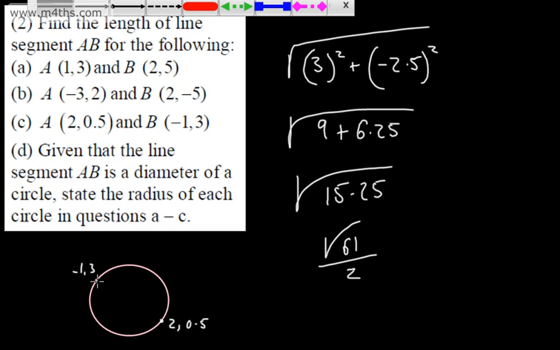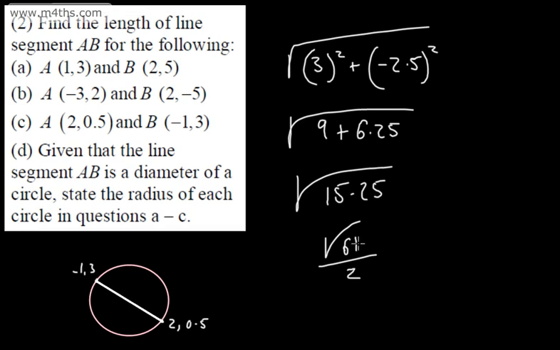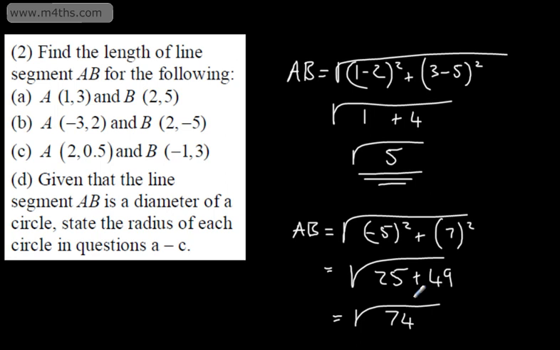So if I just go ahead and put that on, what we've got is 61 over 2. So all I need to do to find the radius is simply half that. So this is going to be root 61 over 4 and root 61 over 4, because a diameter is double the radius. So I've just halved this answer to get the radius. This is the diameter, or AB, and the radius is half of that. So if we go back, this would be root 74 over 2 and root 5 over 2, and that would give us the length of the radius.